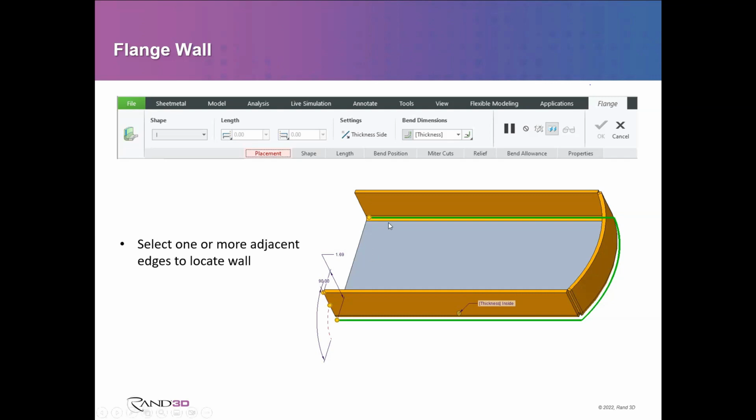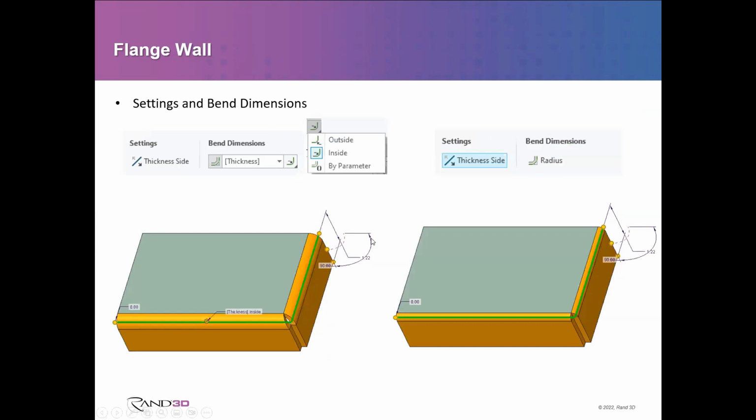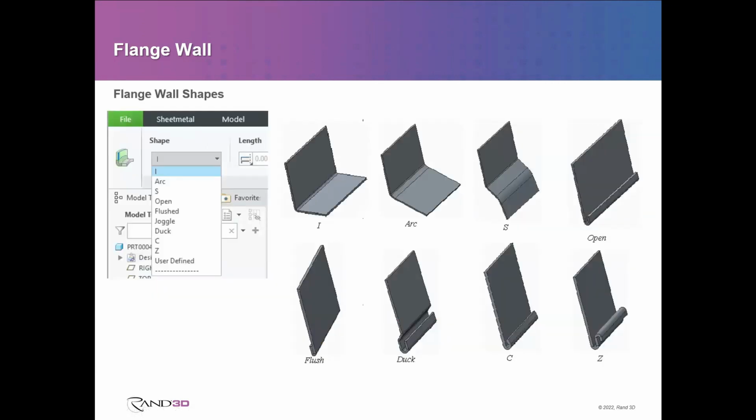And then it's got a lot of the same choices. You're going to be able to come over here again and control on what side the sheet metal thickness gets added. Again, you can turn off the bend radius if you want and say don't add the radius, just like you could with the flat wall. You can also come over here and choose different shapes. So there's like an I, an arc, an S, an open, a flush, a duct, a C, and a Z hem that you can choose from. So these are built into the system. Now, again, you can also come over and do user defined and sketch out your own shape if you wanted to as well, just like you could with the flat wall.